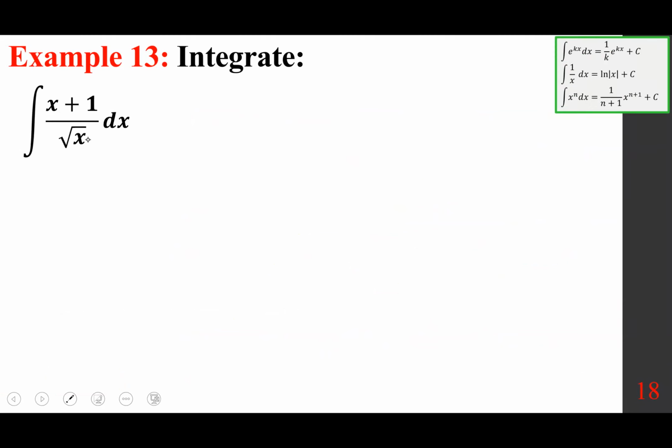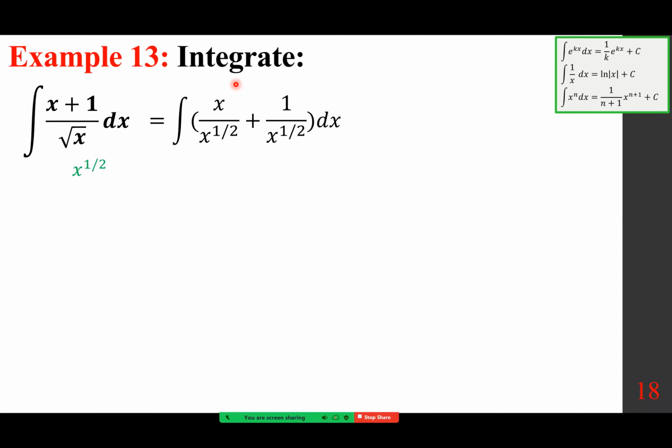To integrate this, we're going to change the square root of x to x to the power of 1/2. And we are going to write two fractions. This has power of 1, so 1 minus 1/2 gives you x to the power of 1/2. This gives you x to the power of negative 1/2. Everything so far has been an algebraic step. 1 over 1/2 plus 1, x to the power of 1/2 plus 1, plus 1 over negative 1/2 plus 1, x to the power of negative 1/2 plus 1, and a constant.